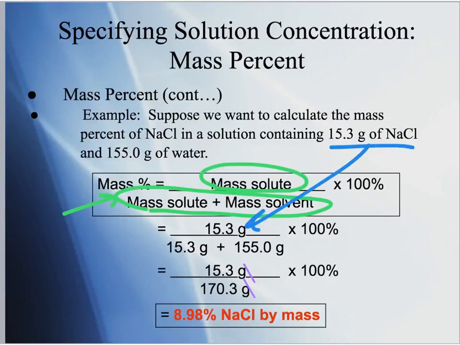And then we are also given the mass of the solvent. We have 155.0 grams of water. So we have to add those together to get the mass of the whole solution. Because remember, the solution is not just the water, but the water and the salt. So that's a total of 170.3 grams. So if we do 15.3 divided by 170.3, we're going to get a percentage of 8.98%. And so what that means is that in that solution, we have 8.98% sodium chloride by mass.